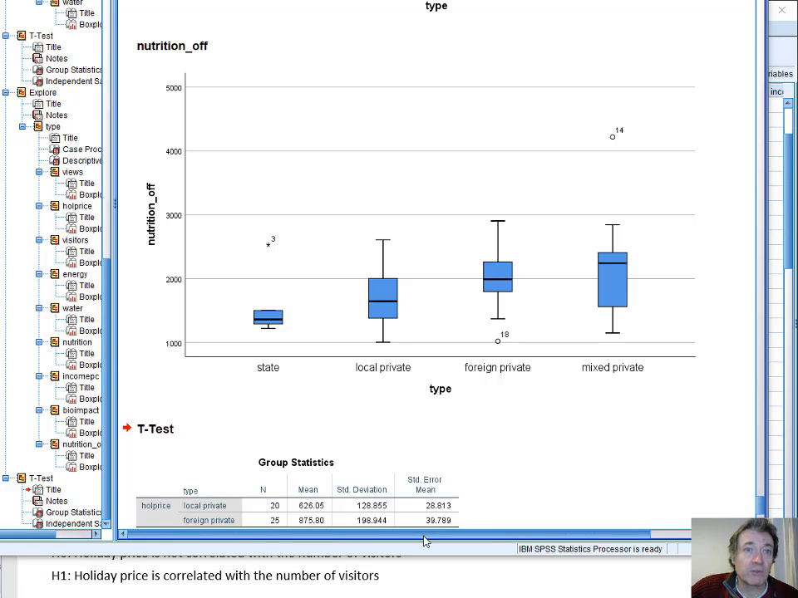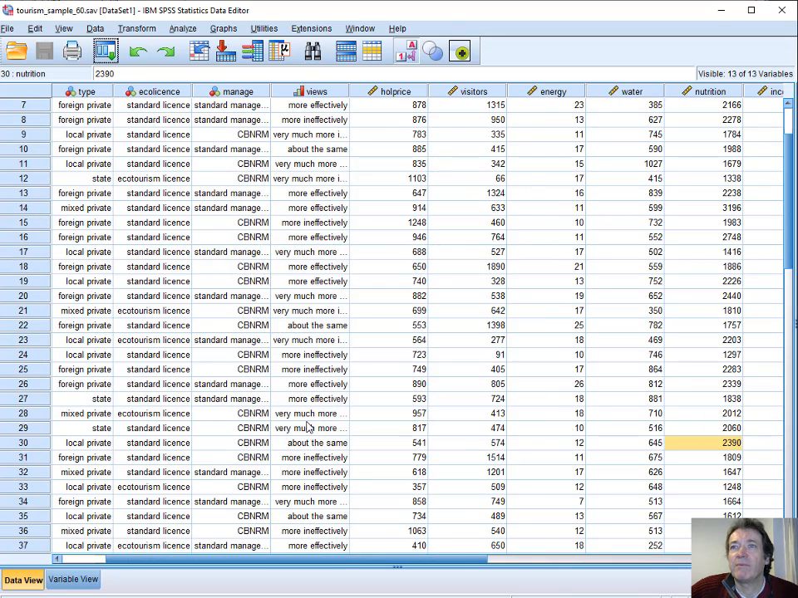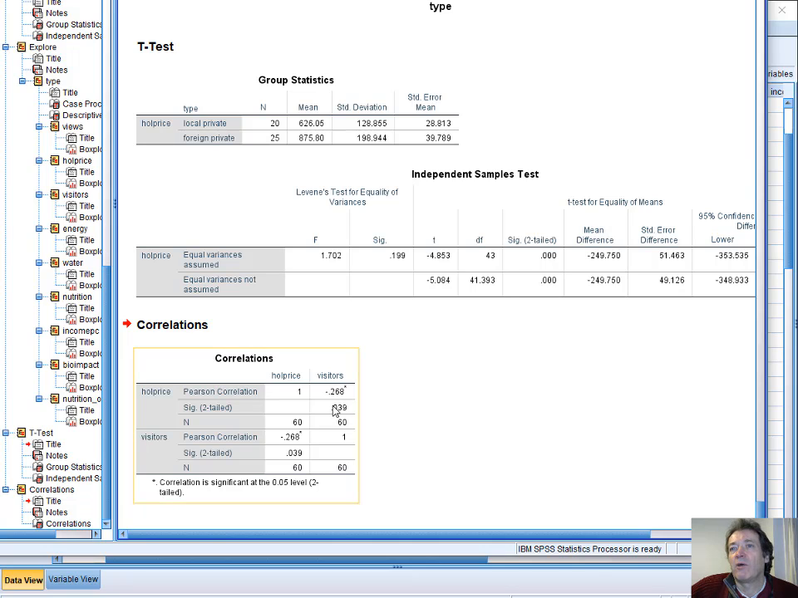I've lost the dialog box. There it is. So holiday price and the visitors go in there. Press OK, and it all just happens. These are the results we're getting. So the correlation coefficient is negative 0.268, and the negative means that in this sample, the higher the holiday price, the fewer the visitors, and the fewer the visitors, the higher the holiday price. Fine.